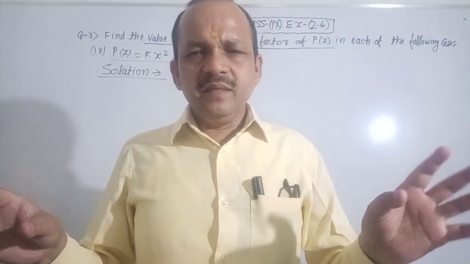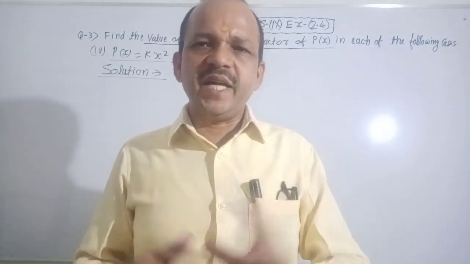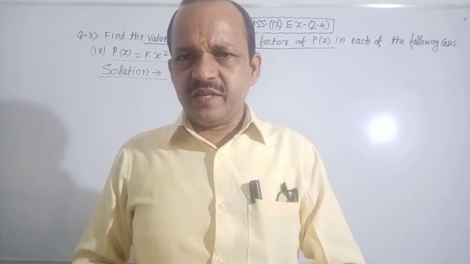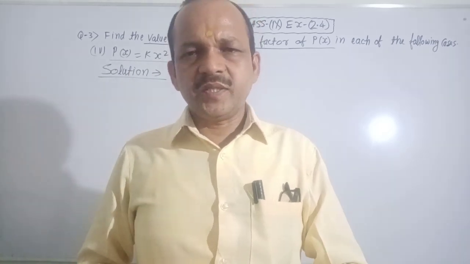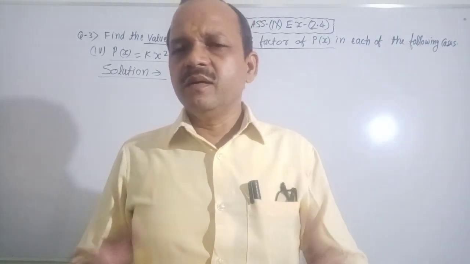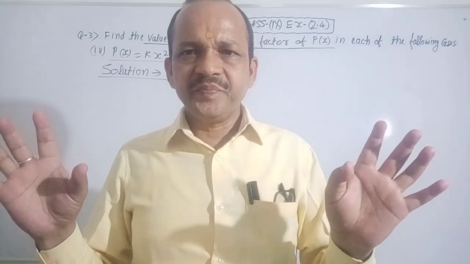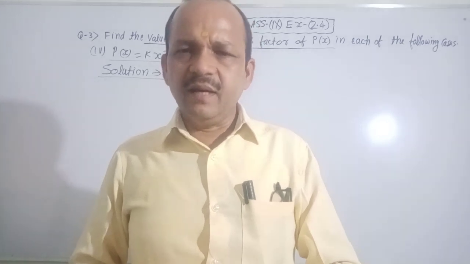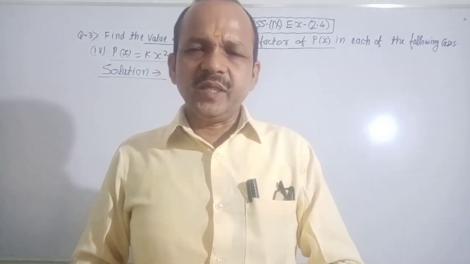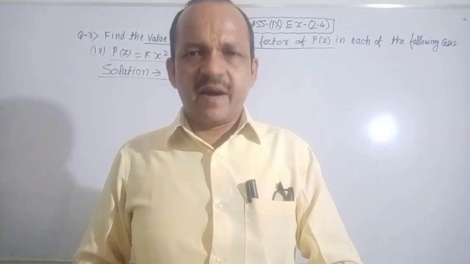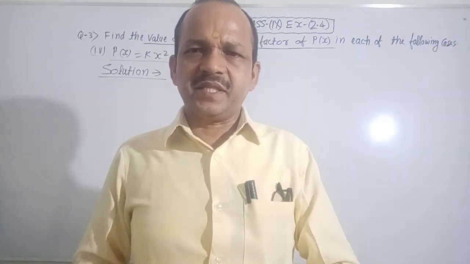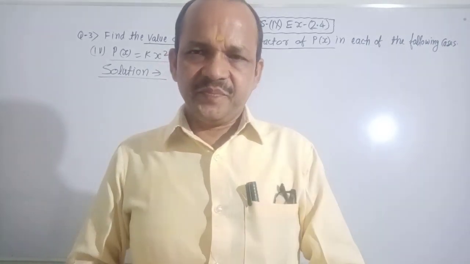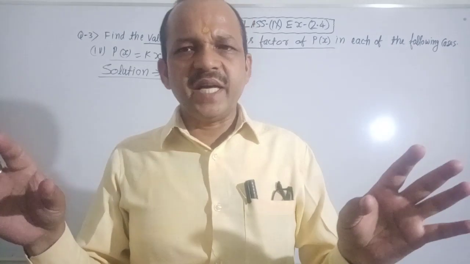Are the types of polynomial clear? No confusion about it? Very good. You can solve your question very easily by two methods. First, remainder theorem. Second, factor theorem. Is it clear? We know dividend equal to divisor multiply quotient plus remainder. It means p(x) equal to g(x) multiply q(x) plus r(x). p(x) is dividend, g(x) is divisor, q(x) is quotient and r(x) is remainder. Is it clear? No confusion about it?